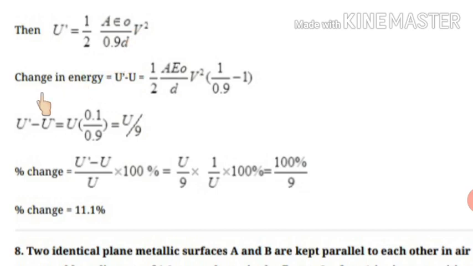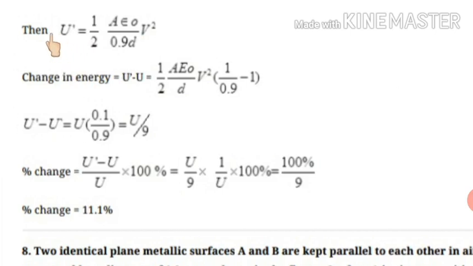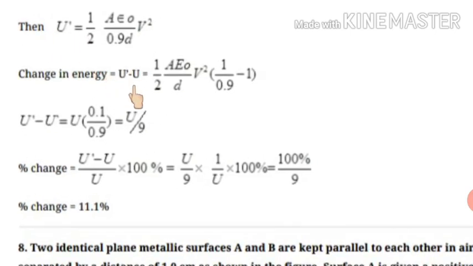Now what will be the change in energy? Initially the energy was U. Now the energy is U dash. So how much will be the change in energy? Simply U dash minus U. So in place of U dash we have substituted this, and in place of U we have substituted that which we have seen in the previous slide. So from these two it is very clear that this is common.